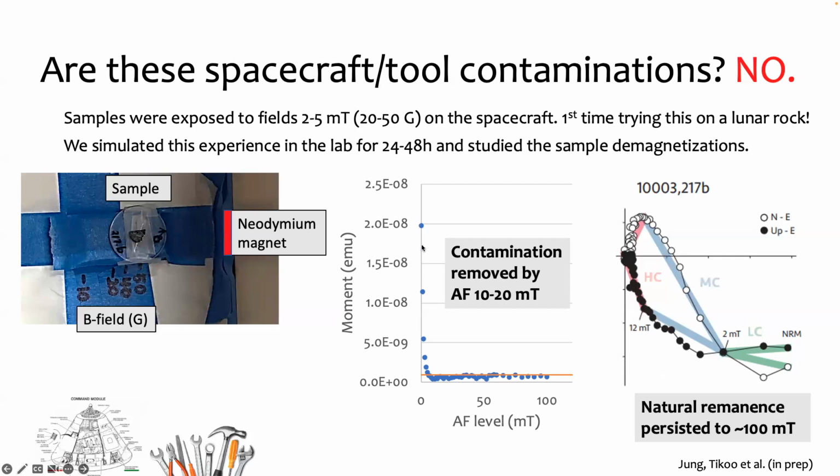And what we found was that the contamination was always removed by about 10 to at maximum 20 millitesla, which meant that the highest coercivity grains inside the rock, the most stable magnetic recorders, were not affected by that magnet at all. And so just to show you a recap of what our natural samples' magnetization looked like, we had magnetism persisting up to 100 millitesla, whereas any hand magnet contamination was removed by about 15 millitesla, which is actually similar to the fields that our secondary remanences were removed at in the real sample. So what this tells us is that this is not a spacecraft field.